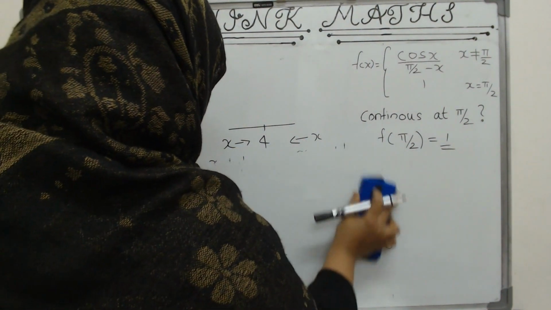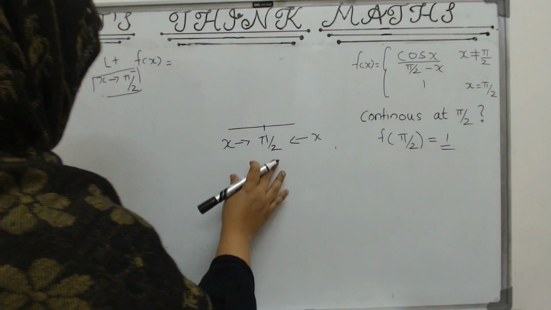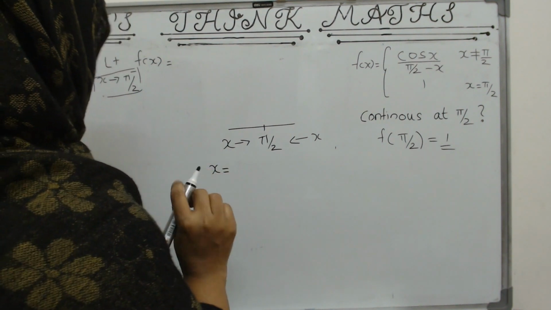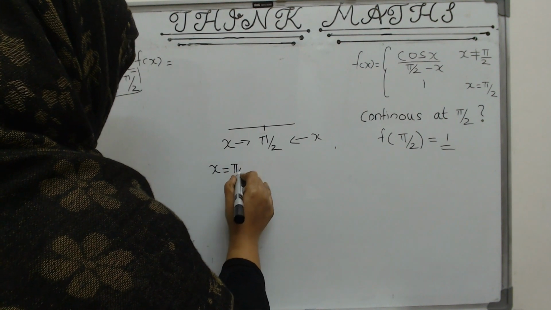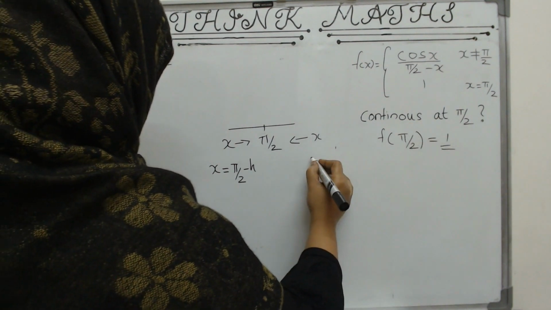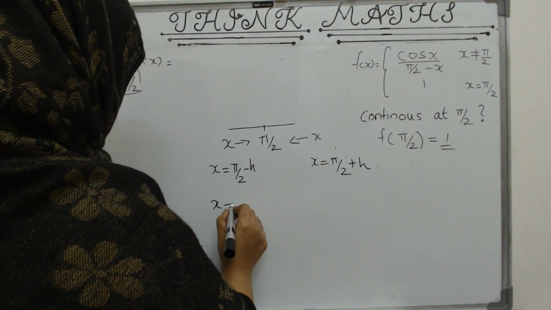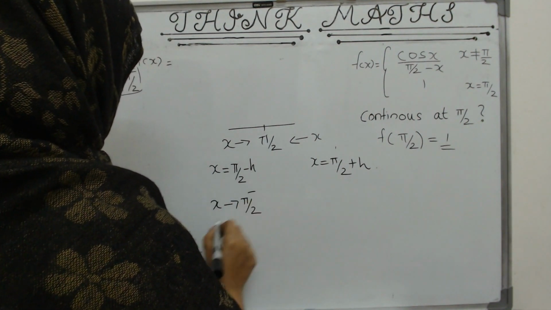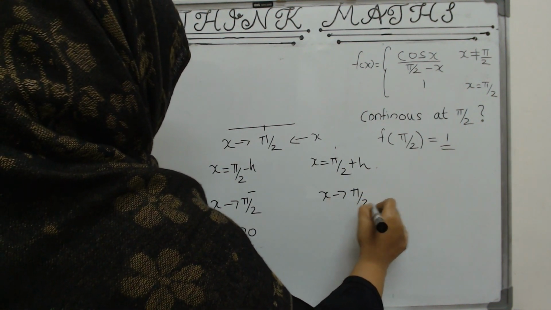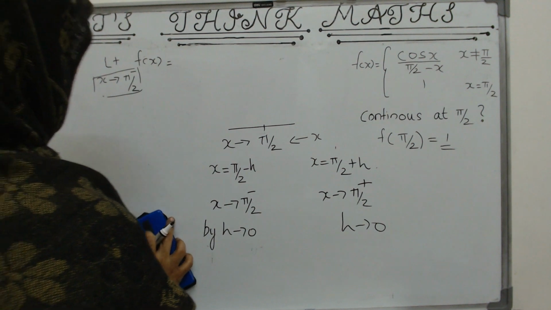But instead of 4, what do we have? Instead of 4, we have pi by 2. And then for the left hand limit, what will we take? Wherever you see x, instead of that, put pi by 2 minus h. Wherever you see x on the right hand side, instead of x, put pi by 2 plus h. And then you can substitute this limit by h tends to 0 and you can substitute this limit by h tends to 0. So now try that. Now this will give you an answer.